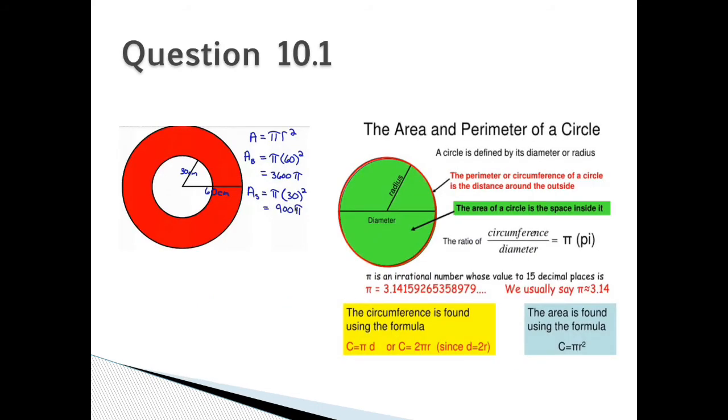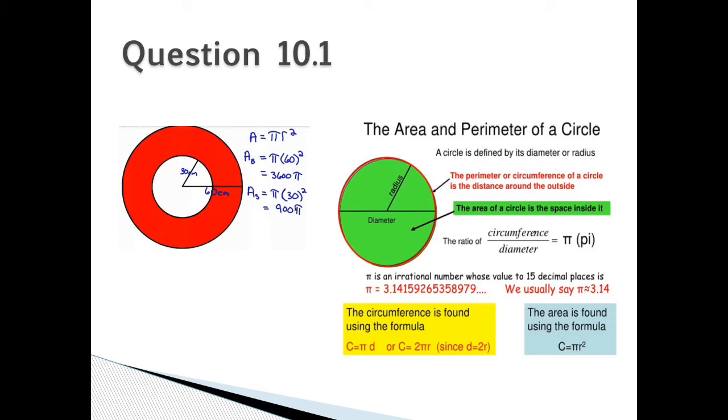Question 10.1. The area and perimeter of a circle. A circle is defined by its diameter or radius. The perimeter, or circumference, of a circle is the distance around the outside. The area of a circle is the space inside it. The ratio of the circumference divided by the diameter is equal to pi. Pi is an irrational number whose value to 15 decimal places is 3.141592653589979, and we usually say pi is 3.14.